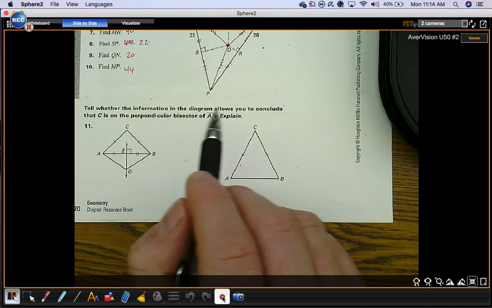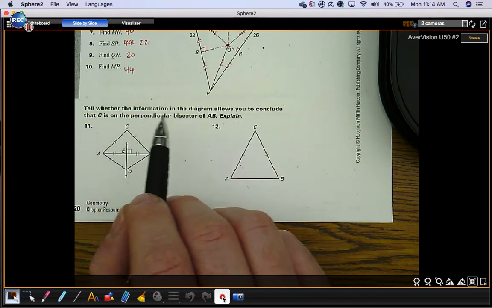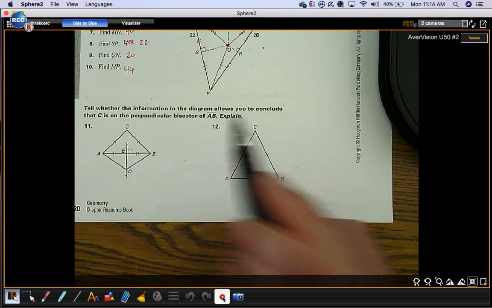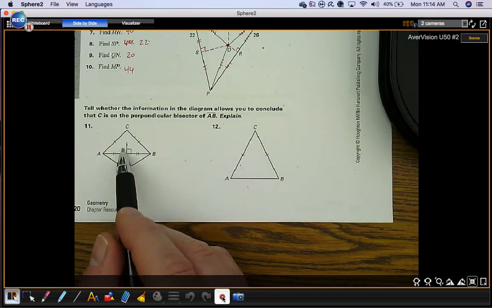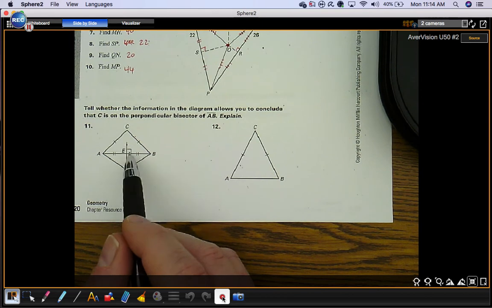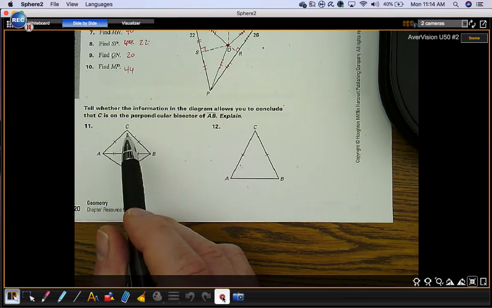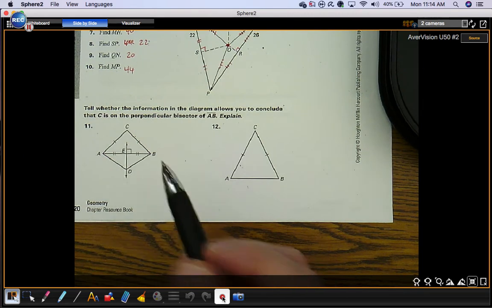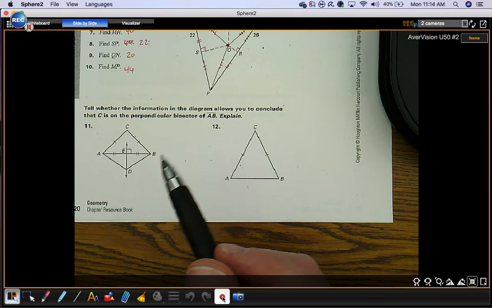Tell whether the information in the diagram allows you to conclude that C is on the perpendicular bisector of segment AB, and then explain. Well, this is a perpendicular bisector. We've got the right angle. E is definitely a midpoint because those are the same. Is C on the perpendicular bisector? We can't really tell because maybe it goes through it, maybe it doesn't.